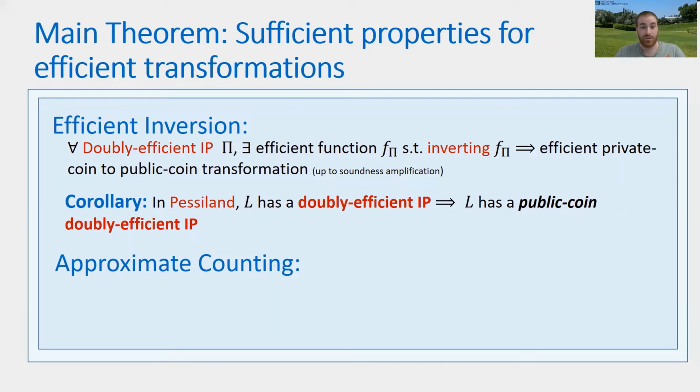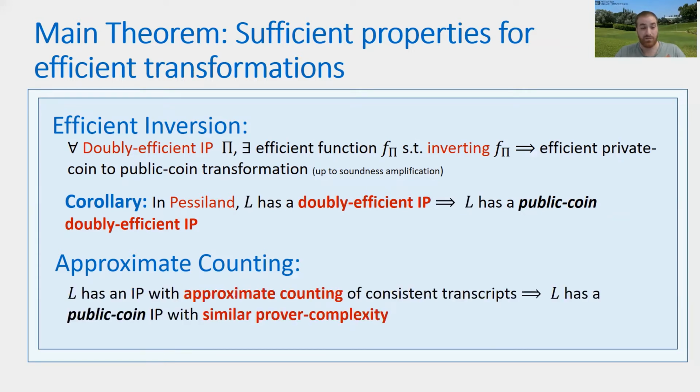We also show another property, which is approximate counting. So if a language has an interactive proof where, given a prefix of the interaction between the verifier and the prover, one can approximate how many of the verifier's random coins are consistent with the messages that it sent during this interaction, then we can convert this language into a public coin interactive proof with similar prover complexity. Unfortunately, this transformation does not preserve the number of rounds, while the previous one does.